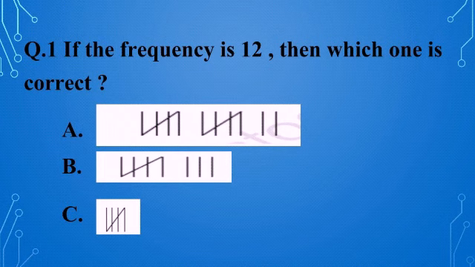Now look at the first question. If the frequency is 12, then which one is correct? Option A, some tally marks are given here. You need to observe the options, like option A, option B and option C. So what will be the correct one for frequency 12? For 12 frequency, means if the number is 12, then how can we represent the data by giving tally marks? So you need to know the rule of using tally marks.